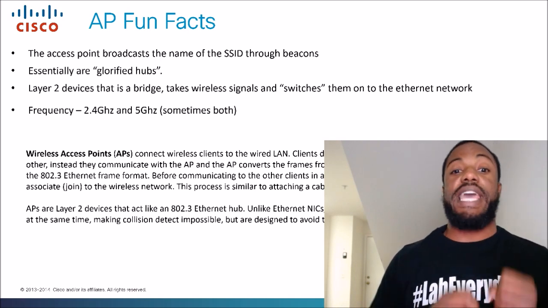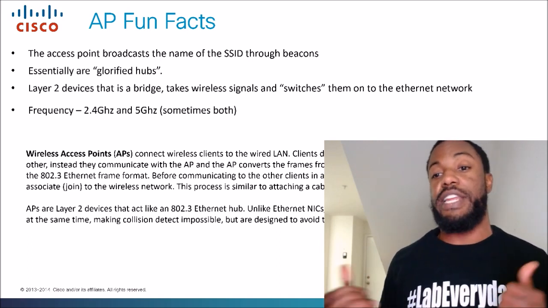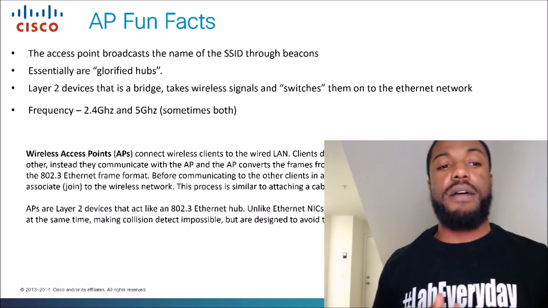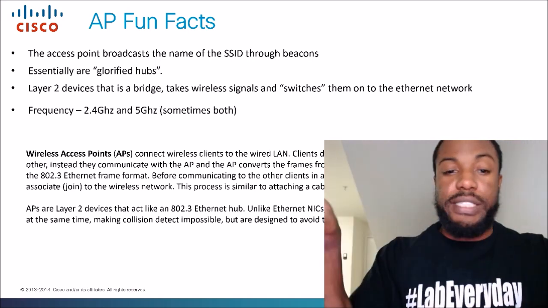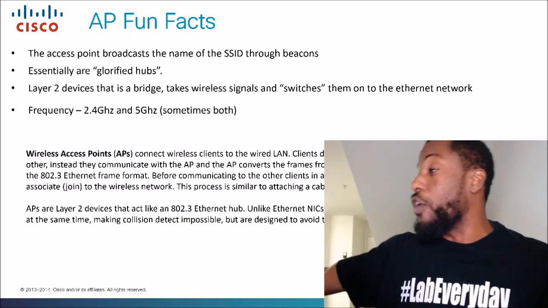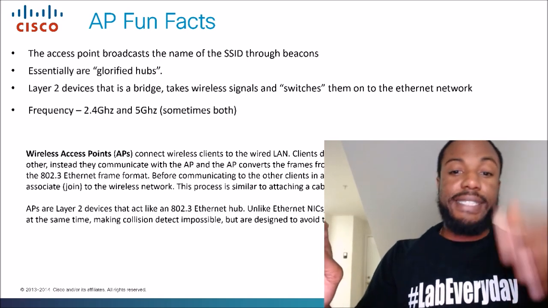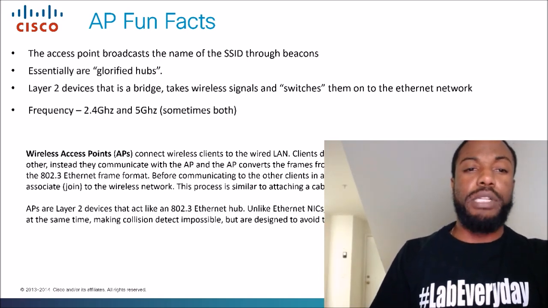Instead, they communicate with the AP, and the AP converts the frames from the 802.11 encapsulation format to the 802.3 Ethernet frame format. Basically, like I said, it takes everything that's wireless and puts it onto the wire. They're layer 2 devices, which I told y'all that as well. So I guess that was a redundant bullet point there.